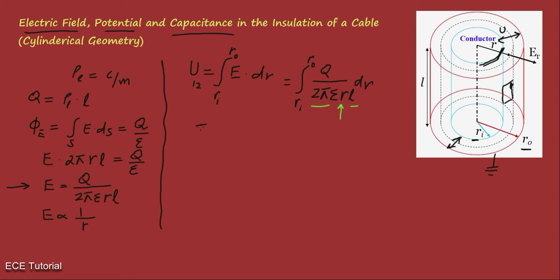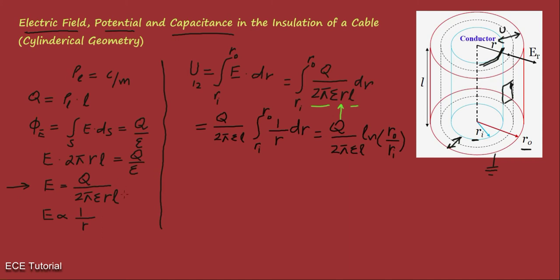Potential can further be derived by further solving this expression and taking the constants out of the integration, which are 2 pi epsilon L, and integrating from Ri to Ro 1 over R dr. Okay, and by integrating and putting the limits, we will get Q over 2 pi epsilon L natural log of Ro over Ri.